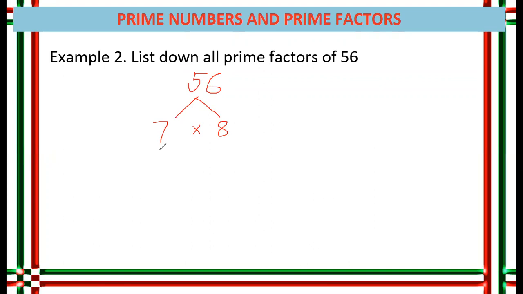Is 7 a prime number? Yes, so let's circle it. How about 8? No, it's not a prime number. So what are the factors of 8? We have 2 times 4, correct? So now 2 is a prime number, but 4 is not a prime number.